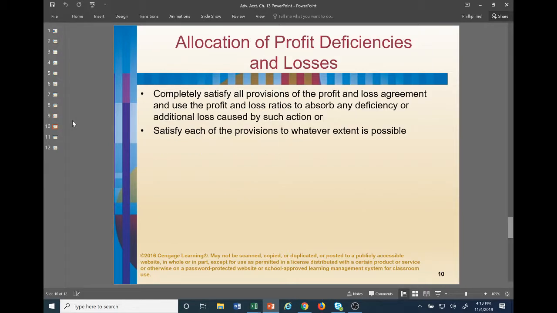So, the allocation of profit deficiencies and losses. If the income is not sufficient or an operating loss exists, one of the two following alternatives may be employed, assuming that the agreement governs both the allocation of profits and losses. Now, the first one would be to completely satisfy all provisions of the profit and loss agreement and use the profit and loss ratios to absorb any deficiency or additional loss caused by such action. The second option would be to satisfy each of the provisions to whatever extent possible.